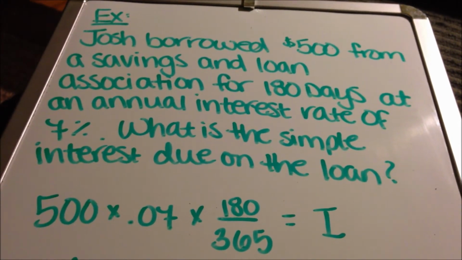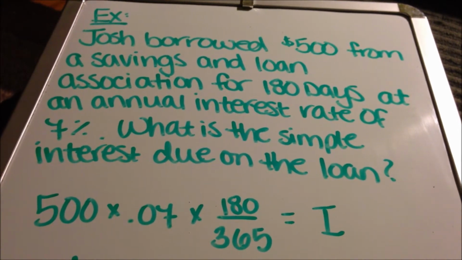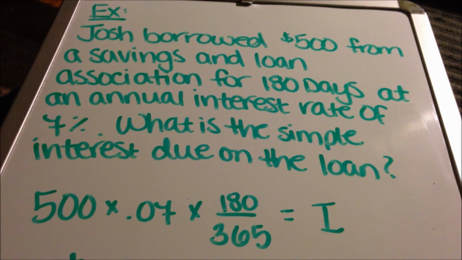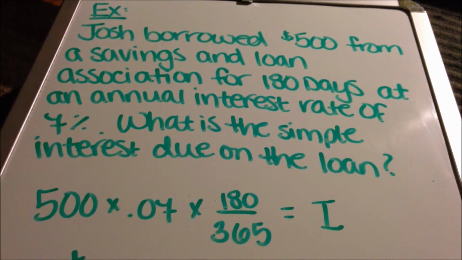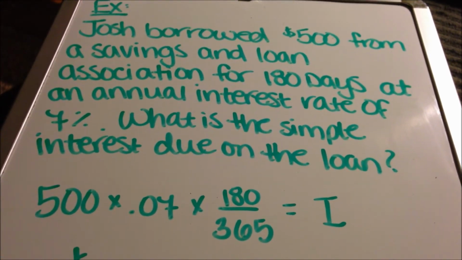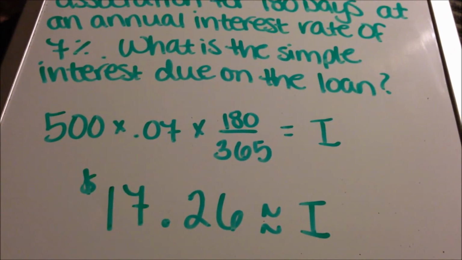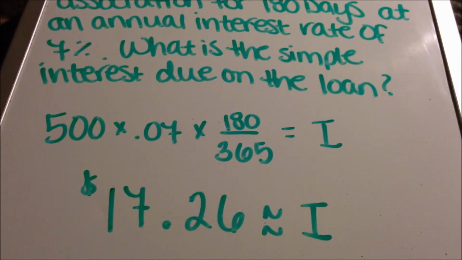So to convert days to years, we have to write the days, which is 180, divided by 365, because there are 365 days in a year, and that equals I. We end up with an approximate value, rounded to the nearest cent, of $17.26.